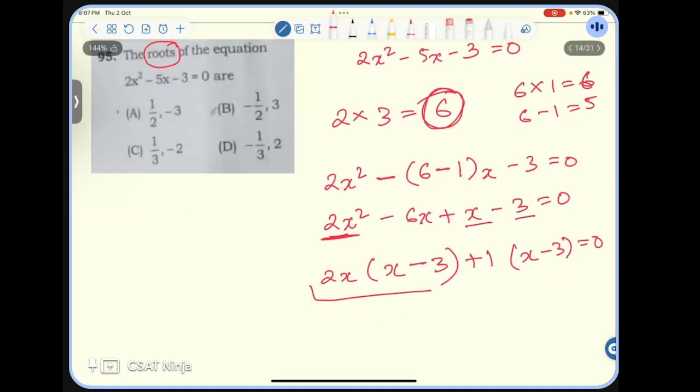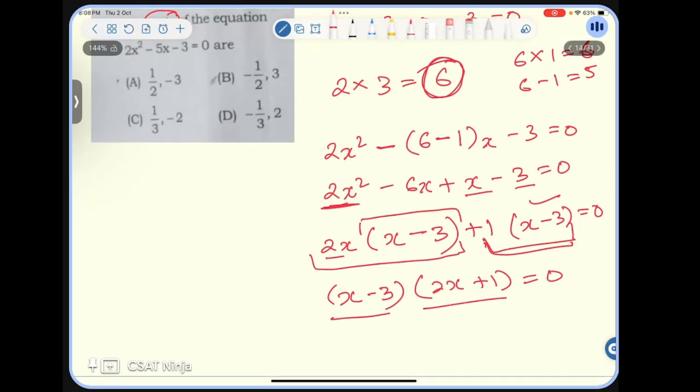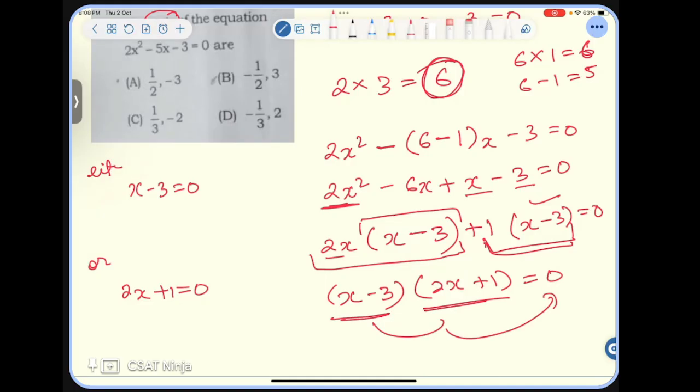So again, you look at this term and this term. There's a common. What is common? x minus 3 is common in both the terms. So if from this term I take this one out, what is left here? 2x is left. And from this term, if I take this term out, what is left? Plus 1 is left, which is equal to 0. You look here, two numbers multiplied, we are getting 0, which means I can say that either x minus 3 is equal to 0, or I can say that 2x plus 1 is equal to 0. Because two numbers multiplied, we are getting 0, which simply means that either one of them is 0, or both of them can also be 0.